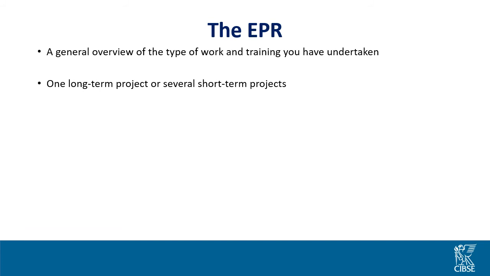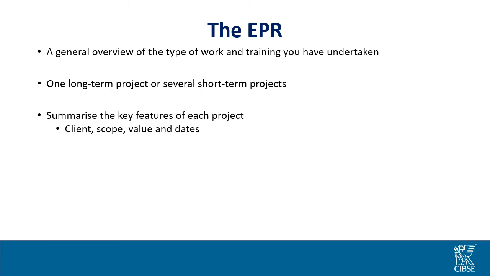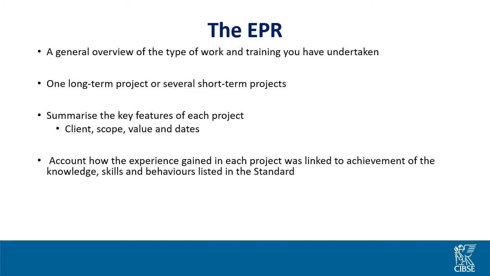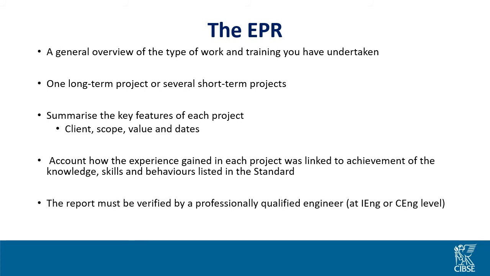You'll include a table setting out the different projects in which you have participated and which you will describe later in the body of your report. This can be one long project or several smaller ones. You should summarise the key features of each project and link your learning and experience back to the level 6 standard, as you will be assessed on the knowledge, skills and behaviours that are listed there. And finally, the report must be verified by a professionally qualified engineer at either IEng or CIEng level.